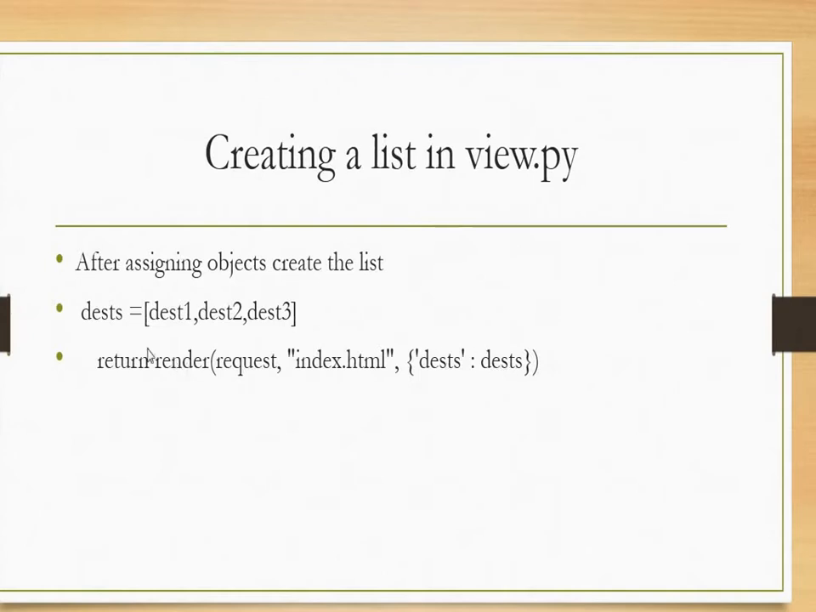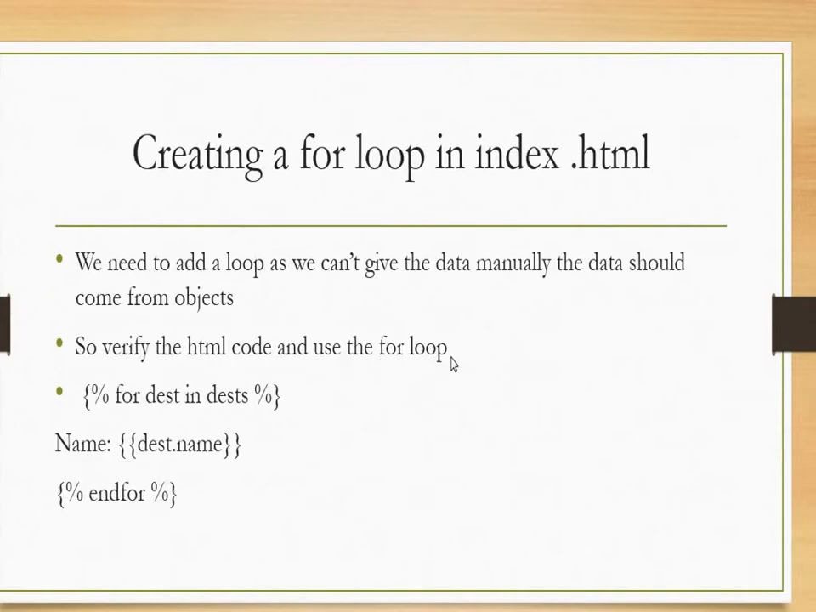So whatever is there in this list, it will get stored in this. Once this is done, we need to add a loop, as we want to give the data manually. The data should come from objects. So verifying in the HTML codes how the for loop works. Why is a for loop required? As we are taking 3 or 4 values, a for loop is required.